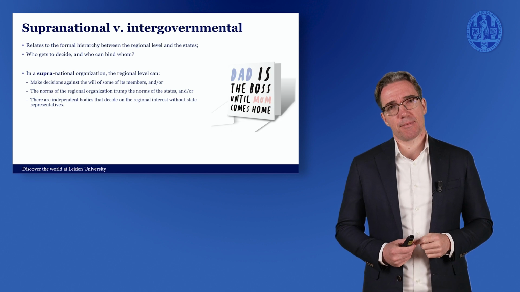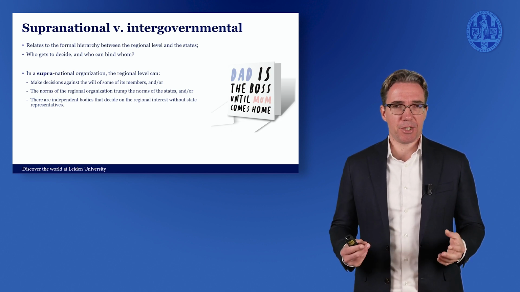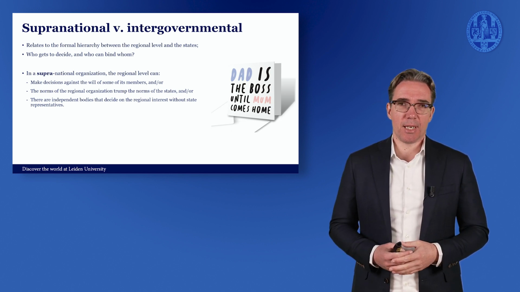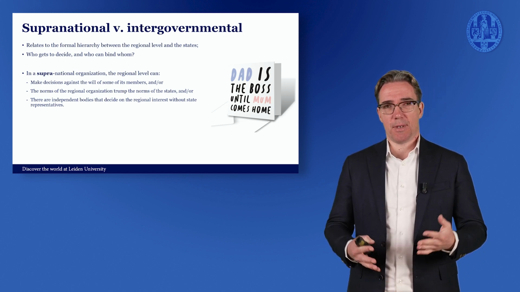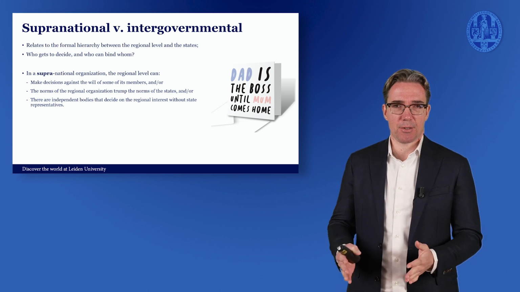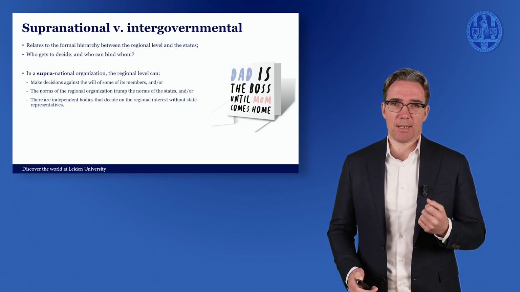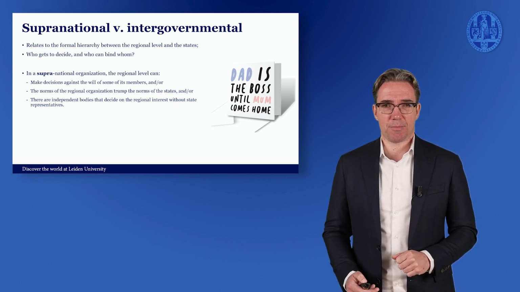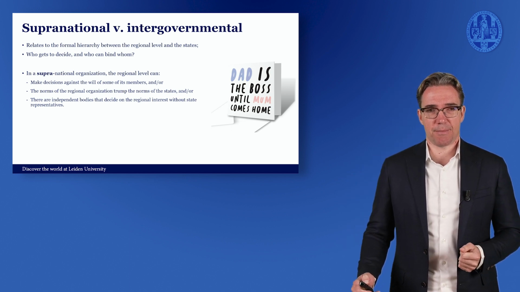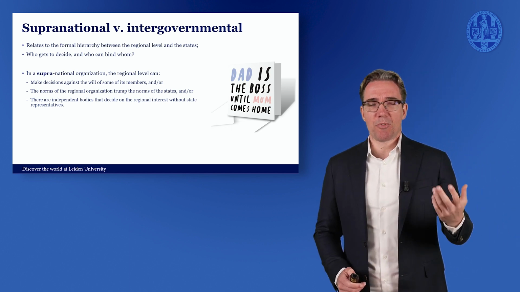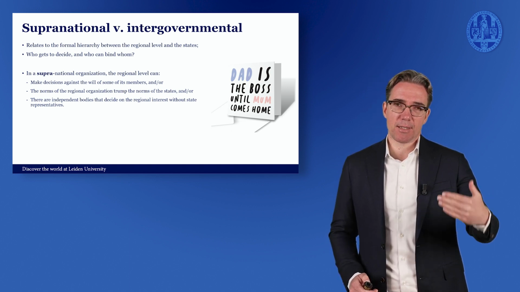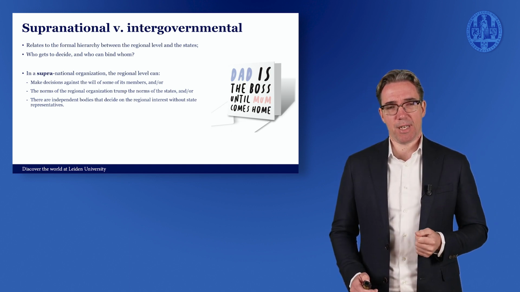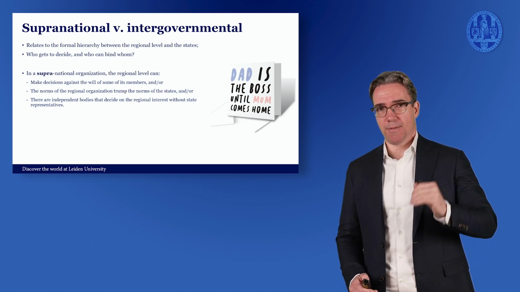And the third crucial example is the creation of independent bodies. So bodies that do not represent the member states or that are not composed of national politicians or national civil servants, but that directly represent the region as such. Think about the European Commission. So supranationalism entails transferring these rights, these powers to the region and putting the region above the member states.